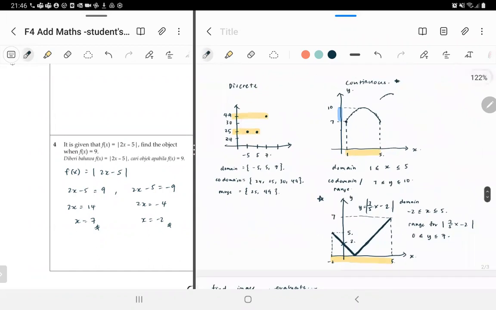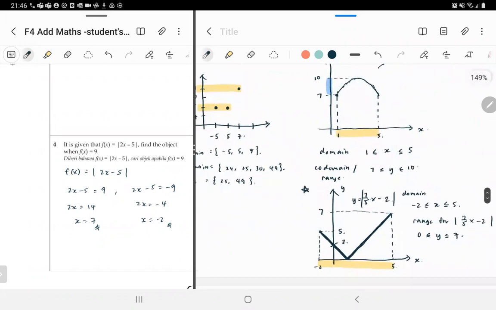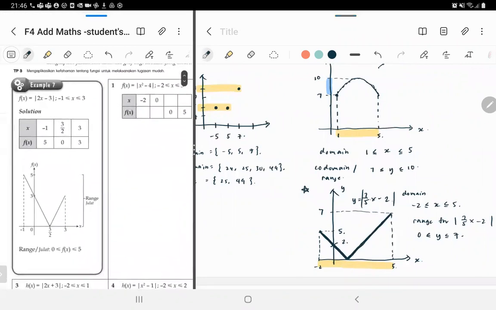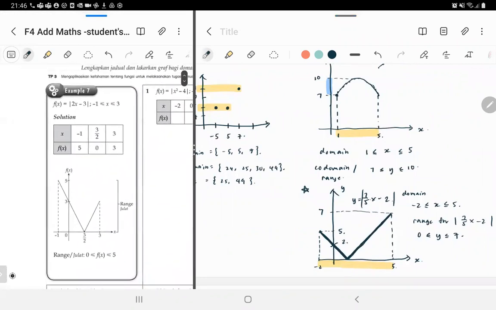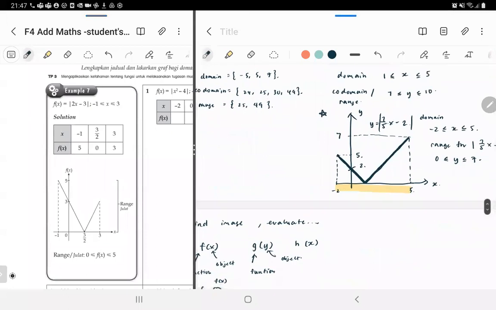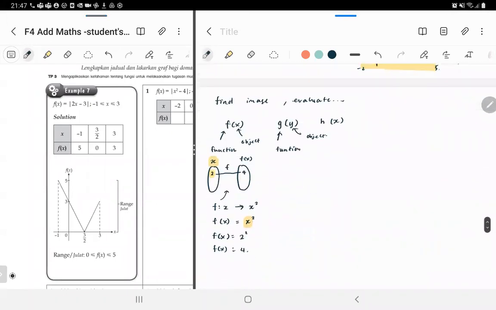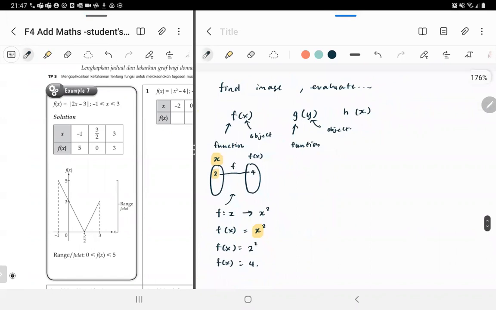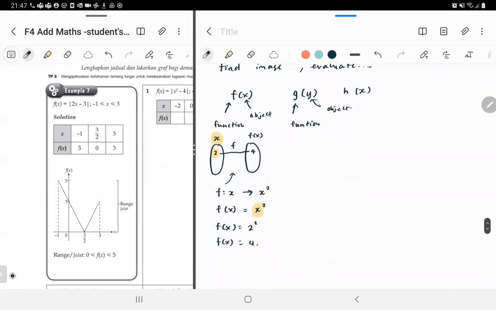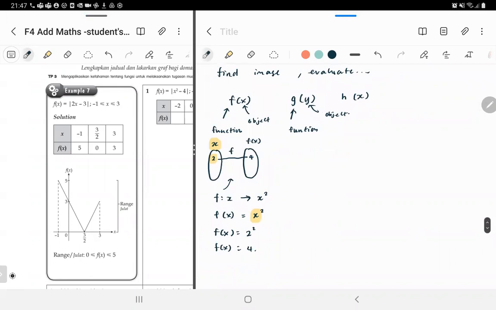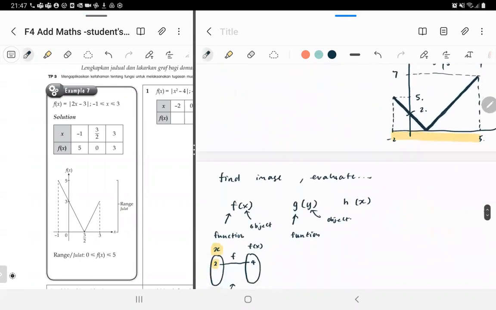Next week, we will try to draw the continuous graph and then write the domain and the codomain. We will sketch a graph, and then write the domain, codomain, range, and all those things. This came up quite often, and is quite common in SPM, and a lot of students cannot do it. So next week may be a bit difficult, but I don't think it will be a problem for the two of you. And the next part, we learned how to find the image and how to find the object. So basically that's what we learned today.